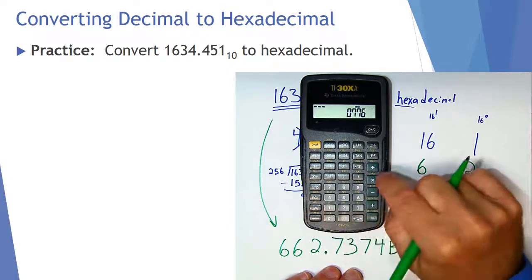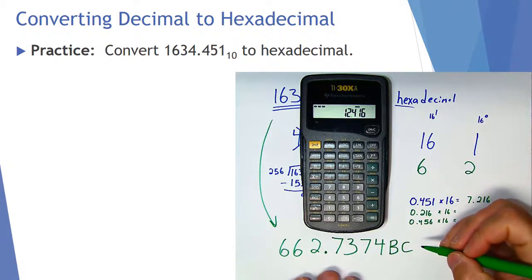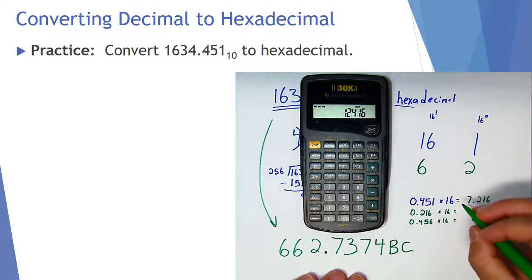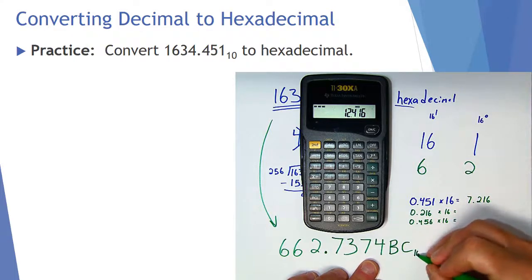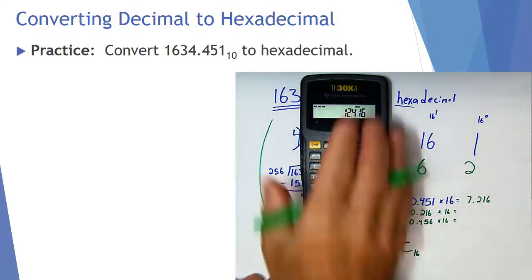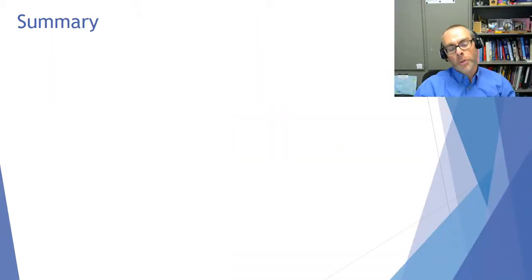Minus that 11 times 16. 12. So we have C. And we could go as many places as we want. Yikes, I went 6 there. We don't really need that many, but we'll quit right there. And we've converted that over. Okay, well, we're done with the heart of this lesson.